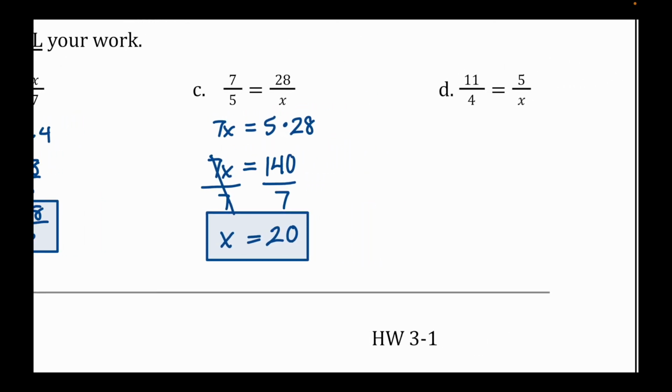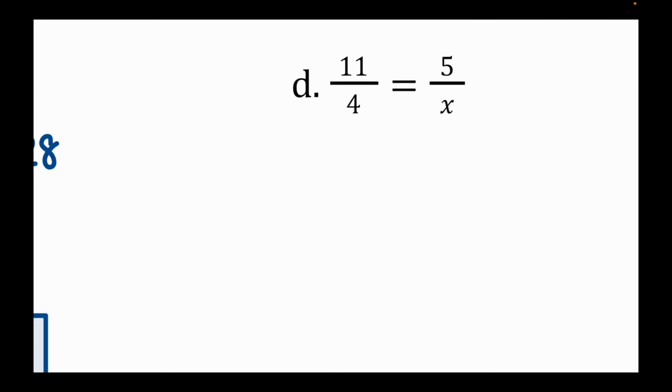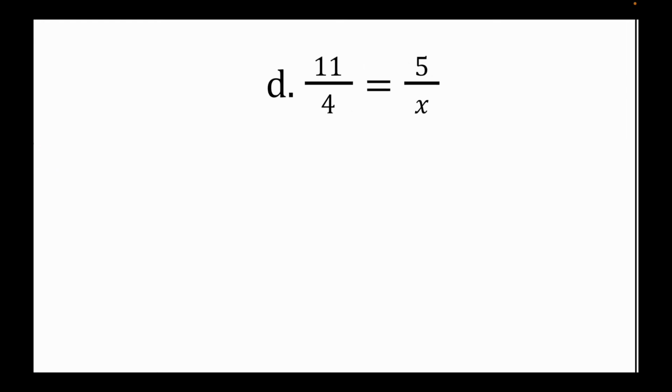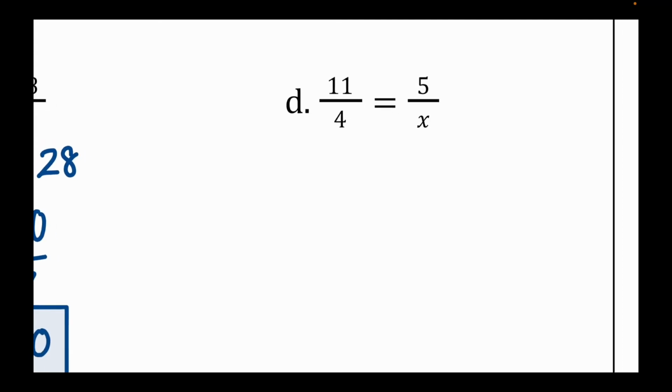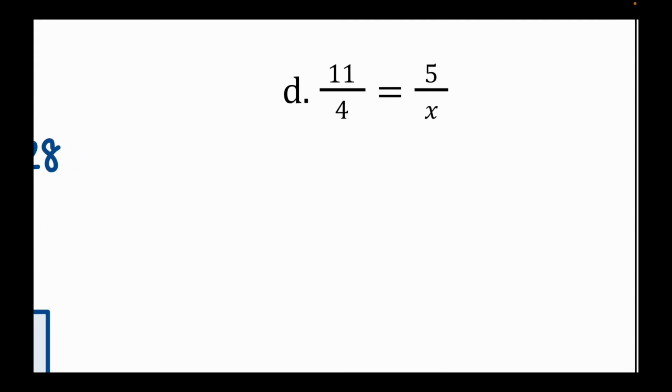For D, we're going to do the same thing. Oops, I meant to zoom in here. Okay, so 11 times x. I always like to do the part with the variable first, so sometimes you'll see me doing from top to bottom or from left to right. Like I might start and be a bit inconsistent, but I like to do the part that has my variable first. So I'm going to put 11x, but that means on the other side I have 4 times 5.